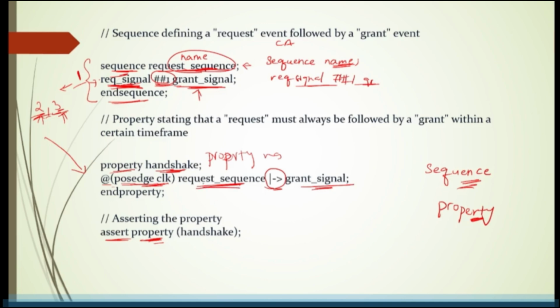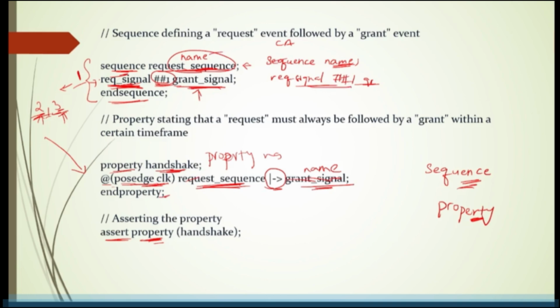Request, I can just write it as request sequence should be followed with name sequence. Okay, so now what happens? This logic will be followed by this logic. Clear? In this way, you can combine all the sequences within the property and then end property.